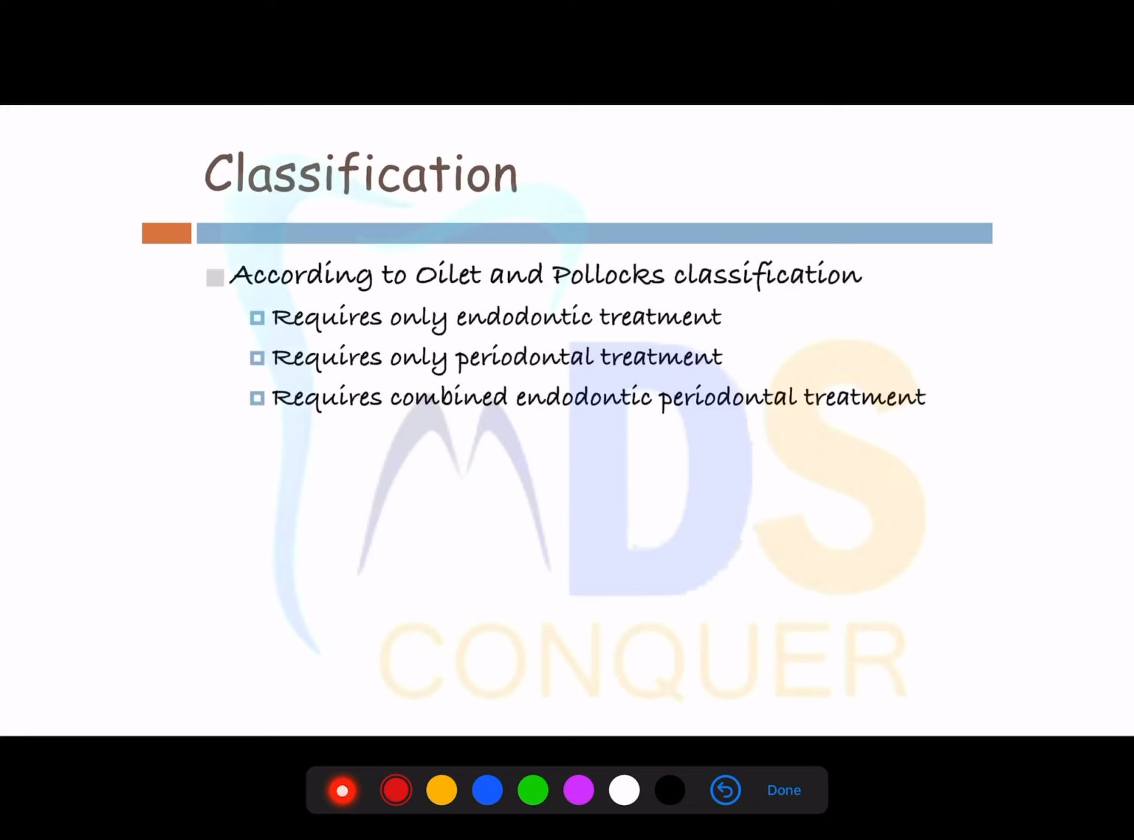Okay. So there is one more classification, which is based upon the treatment. The classification says that if it requires only endodontic treatment, it is only an endodontic lesion. If it requires periodontal treatment, it is only a periodontal lesion. If it requires both treatments, it is going to be an endo-perio lesion.